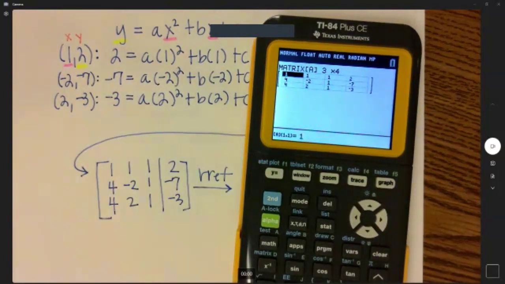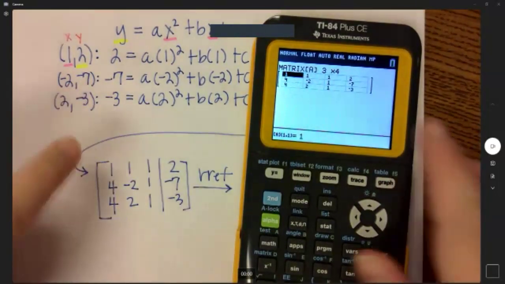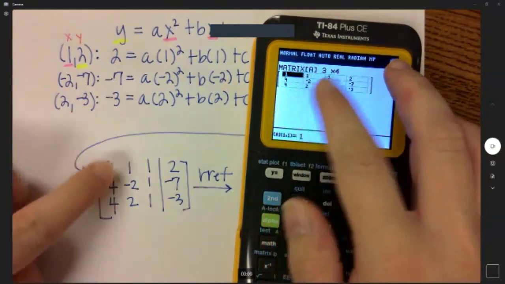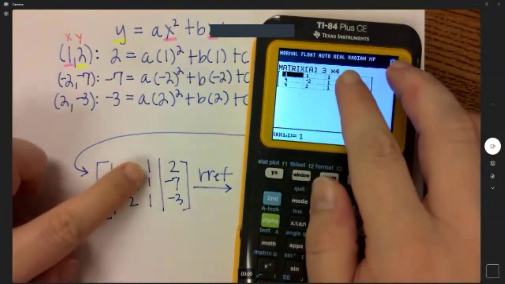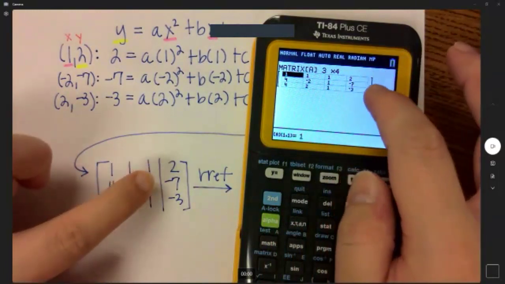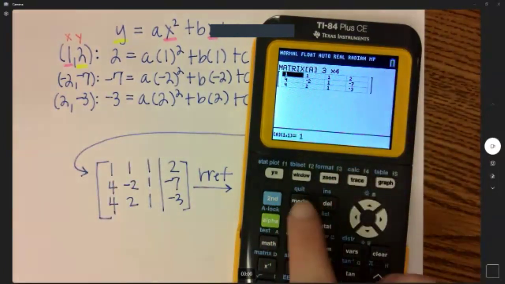Before we get out, what are we going to do? Hopefully you said check them. Please, please, please check them. So 1, 4, 4, 1, -2, 2, 1, 1, 1, 2, -7, -3. Okay, I like it. So now we're going to quit.